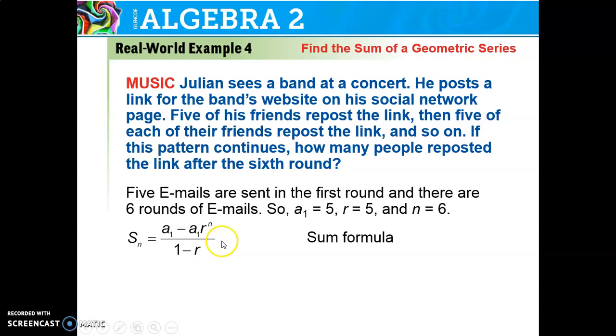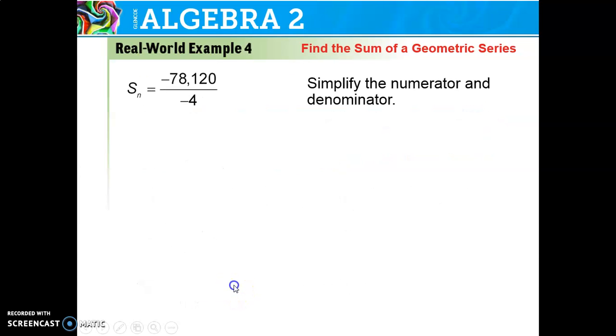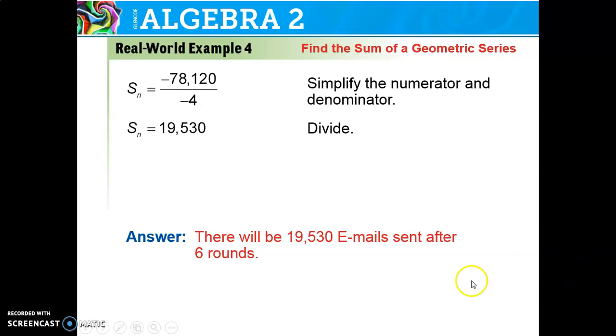So using one of those sum formulas, we do not know the last term, but we know the first term times the ratio to the nth power. So we can do 5 minus first term of 5 times the ratio of 5 to the 6th power, over 1 minus the ratio of 5. And when we calculate, we end up with 19,530. So that means there would be 19,530 people who reposted after 6 rounds.